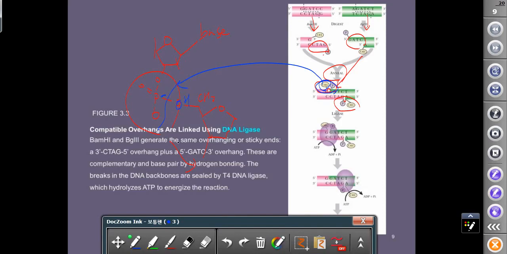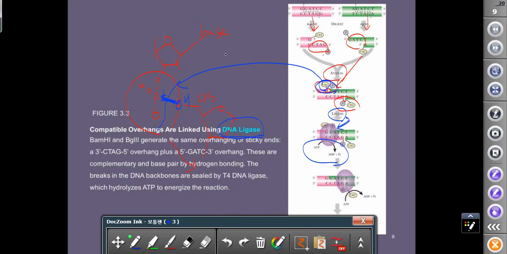Plus, I'm sorry. So what happened here? You have to recover this bond by applying ATP. There should be ATP to give energy, and the enzyme that is doing this job is called ligase. Ligase recovers this phosphodiester bond. So you can complete this DNA recombination job with DNA ligase.